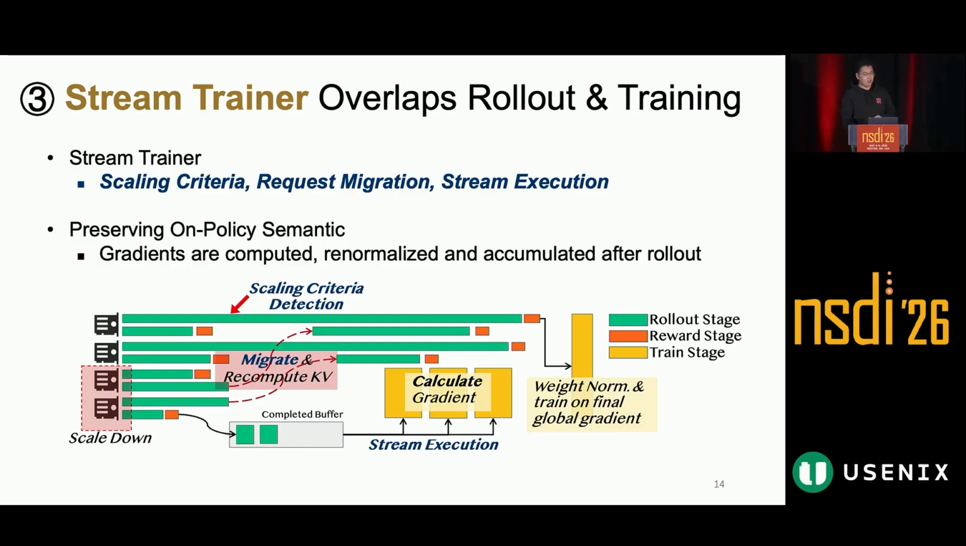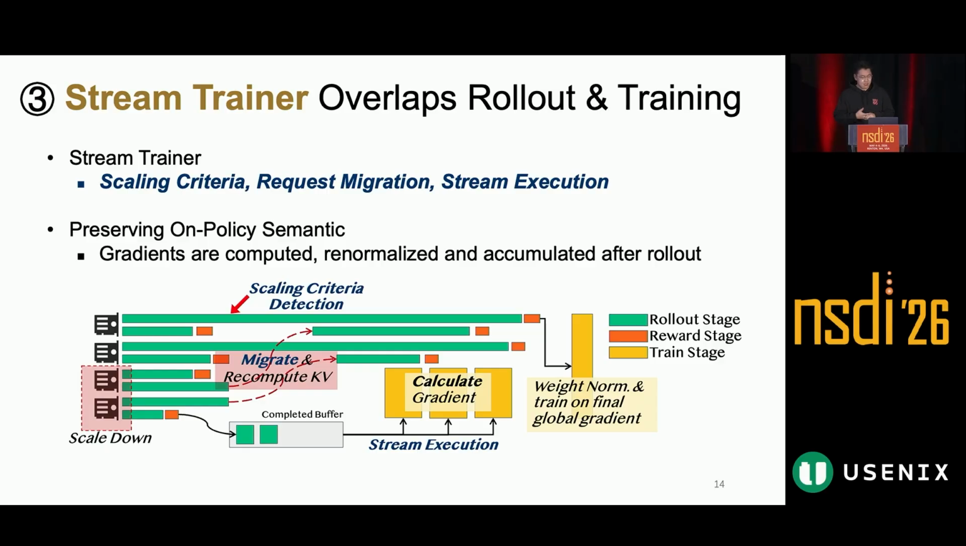Consider that long rounds still suffer from the long tail distribution, as responses complete at different times without speculative execution. We propose a stream trainer to dynamically scale down rollout GPUs and reassign them for training. So it monitors the fraction of completed responses and decides when and which GPUs to scale down from rollout to training. The ongoing rollouts on these GPUs will be migrated to remaining instances and use a recomputation-based policy to restart, while the free GPUs are used for training.